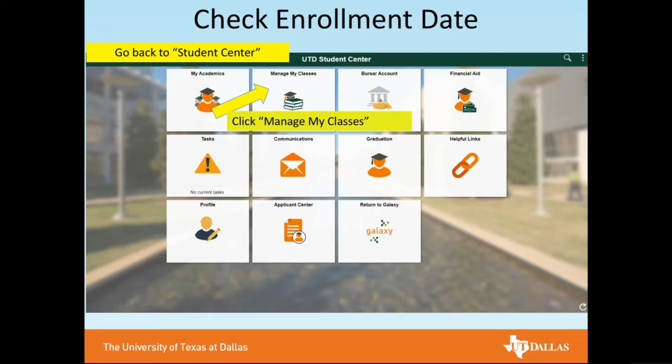Next, let's check your enrollment date. So you're going to go back to the Student Center and click on Manage My Classes. This is found in the Orion Student Center, and this is the exact date and time you can begin registering during early registration. All registration takes place online unless you have a registration hold. So let's take a look at how you find your enrollment date.